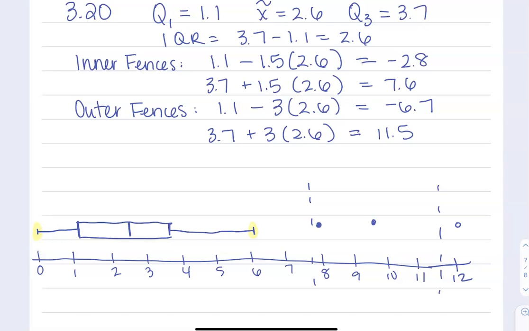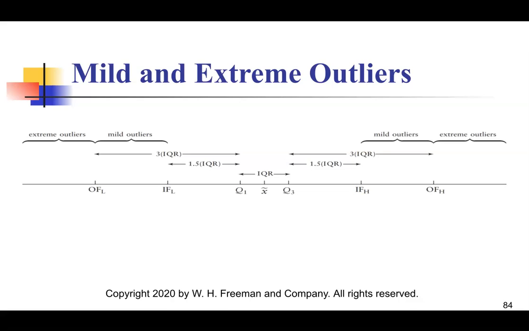But once you find your fences, here you're going to have your mild outliers, and then here you're going to have your extreme outliers. And the same thing would be happening on the other side if this particular example had low values. This graphic might help you recognize what's going on. So you have your IQR, and then from Q1 and Q3, you go out 1.5 and 3 IQRs. And that's where you can see your mild outliers are between those fences and your extreme outliers are even beyond.